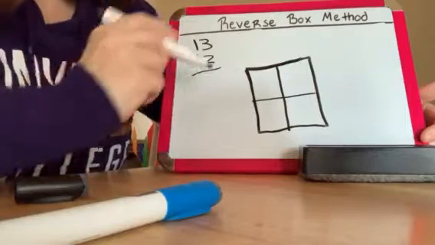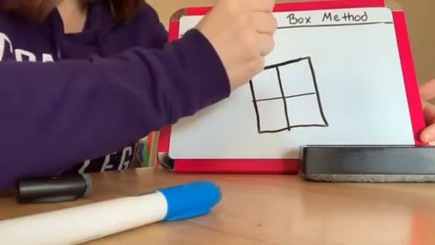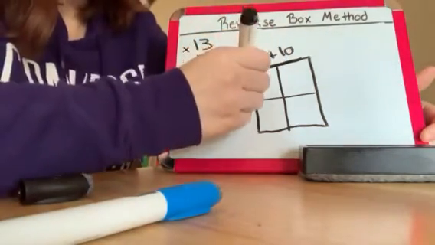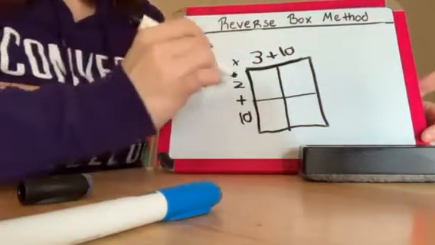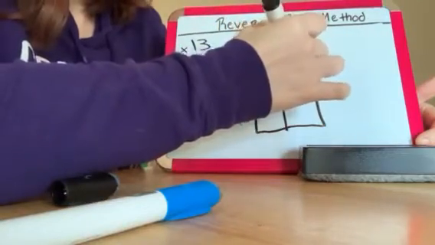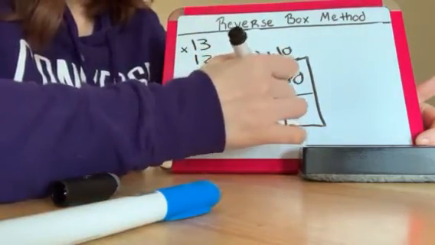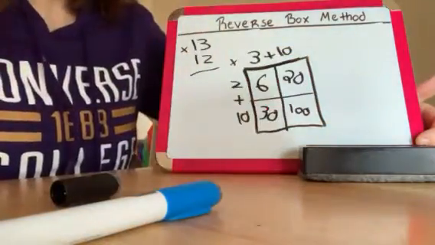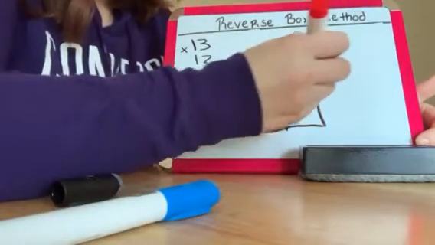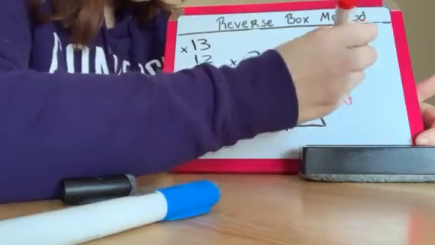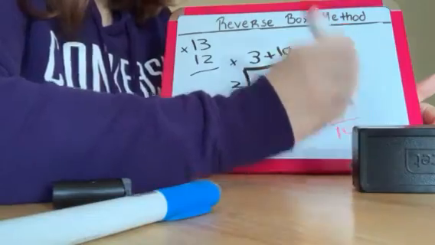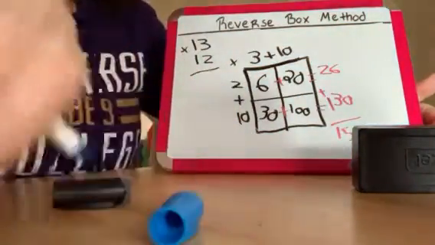So we need to break our 13 into 10s and 1s. So it's going to be 3 plus 10. And our 12 also into 10s and 1s. So it's going to be 2 plus 10. Now our multiplication. 3 multiplied by 2 is 6. 10 times 2 is 20. 10 times 3 is 30. 10 times 10 is 100. 6 plus 20 equals 26. 30 plus 100 equals 130. Add them together and you have 156. And I'm going to show y'all the correlation one more time.